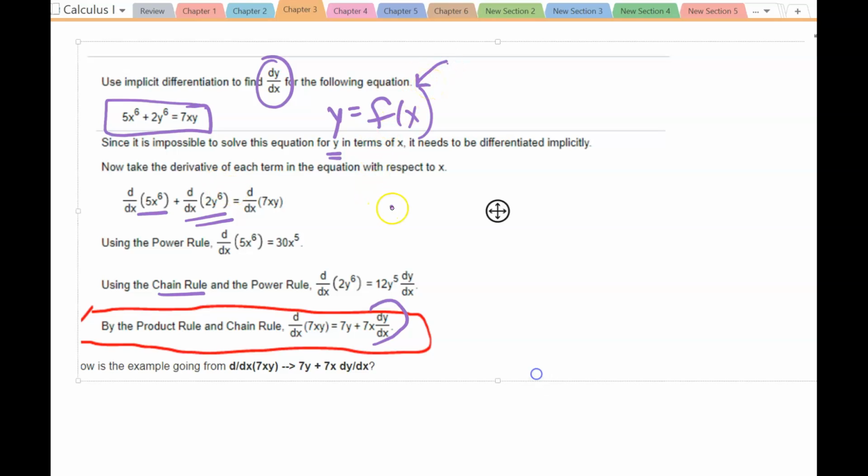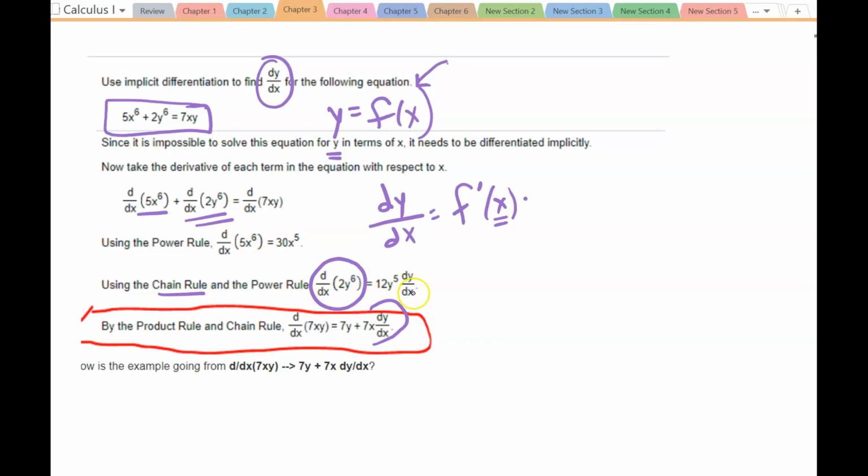So when I take the derivative of y, I need to take the derivative of the outside function times, you can think of it as, the derivative of the inside. The inside here, since I would be looking at this, the derivative of x with respect to x is 1. But when I take the derivative of a function that looks like this, I take the derivative of the outside, evaluated at the inside, times the derivative of the inside. Because that derivative of the inside is what I'm trying to find, this dy over dx.